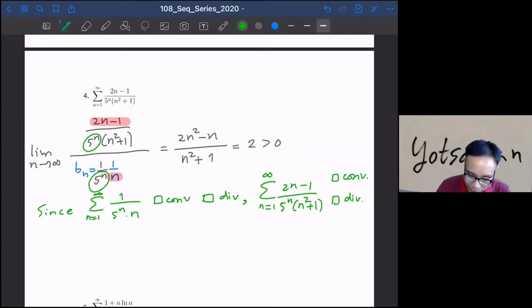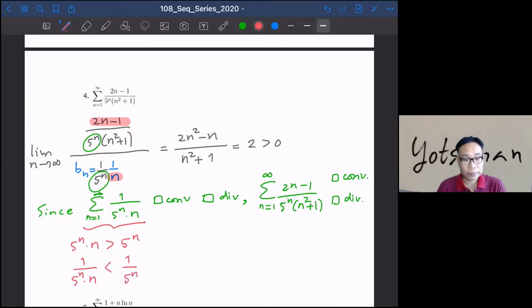Okay, so I will explain the convergence or divergence for this one. If you look at 5 to the n times n, it will be more than 5 to the n for sure, right? Because on the other side, you have a multiple of n. And if you flip it, 1 over 5 to the n times n is going to be smaller than 1 over 5 to the n.